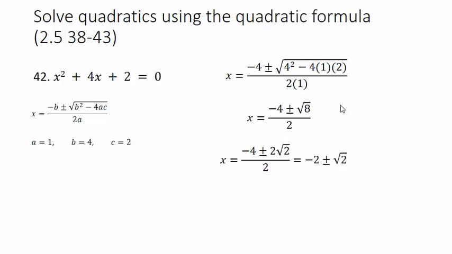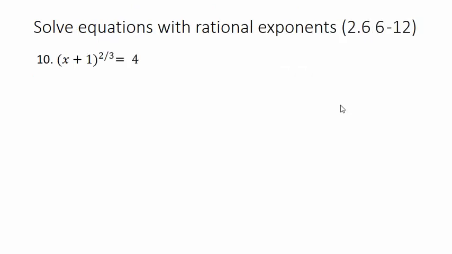But 8 is 4 times 2. You can rewrite the square root of 8. You can take out the square root of 4 and write it as 2 square root of 2. And then you can actually divide both pieces by 2 and get negative 2 plus or minus square root of 2 would be the nice simplified answers.